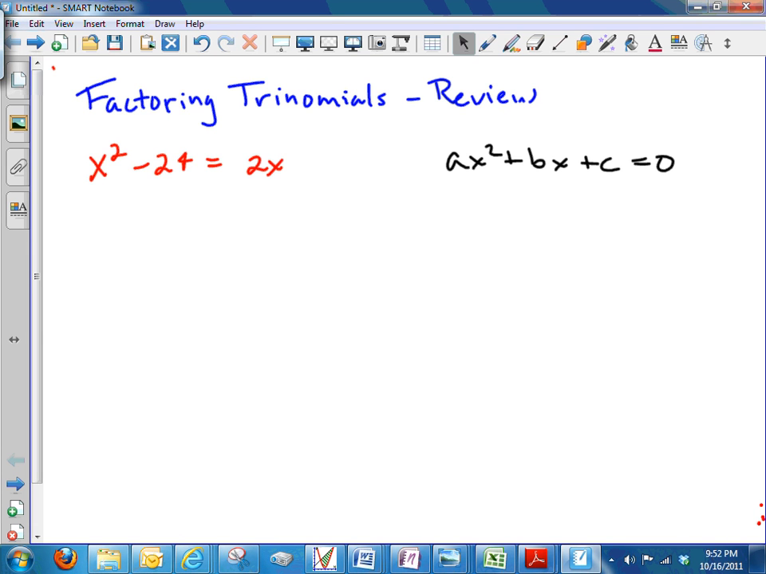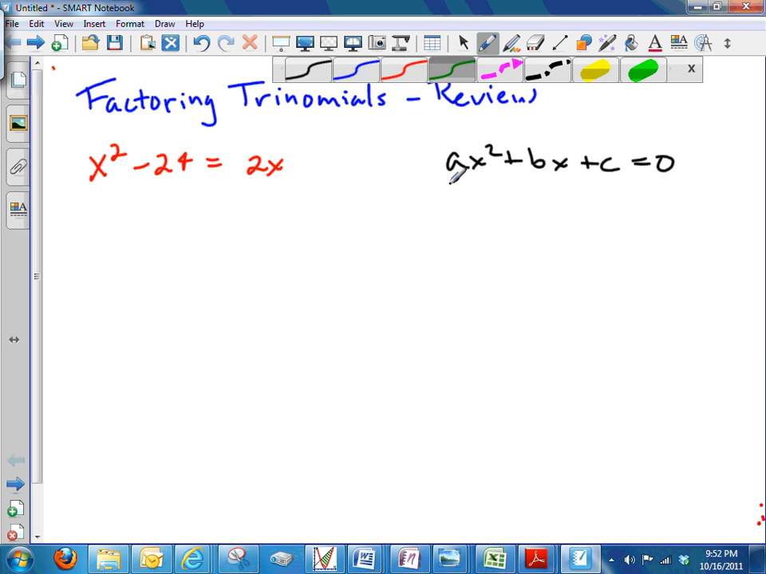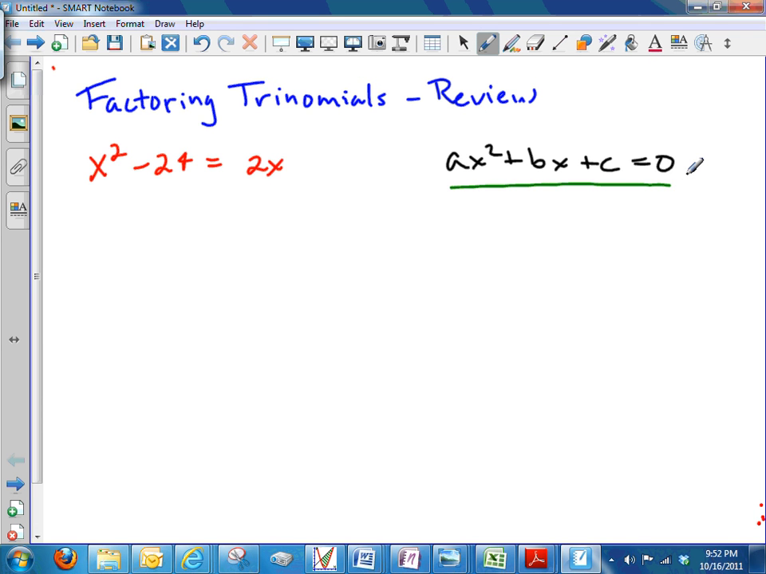This video is going to do a quick review of factoring trinomials that come in this form: ax squared plus bx plus c equals 0. I want to start easy with a quadratic whose a term is equal to 1. Now, this quadratic, the a term is equal to 1, but it doesn't quite look like this.